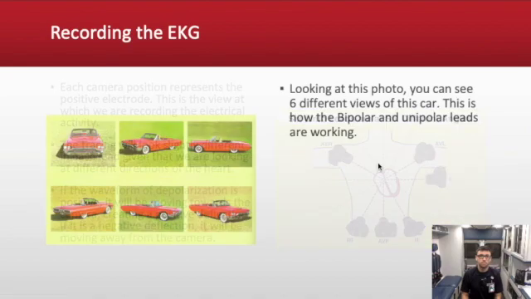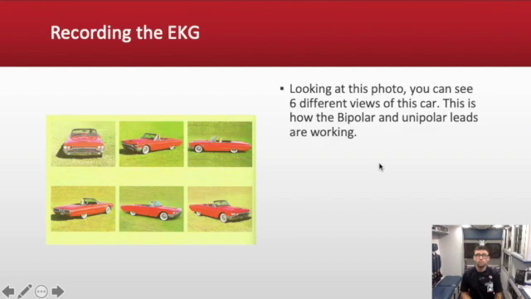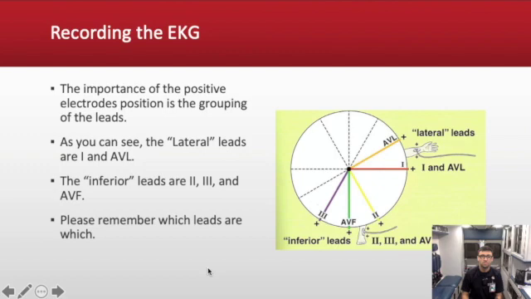AVF. So if you look at this photo of this car, you're looking at the same car at 6 different views. This is how the bipolar and unipolar leads are working together, and this is kind of how we're looking at an EKG. The car represents the heart, and we're looking at it just from different angles, seeing how the electrical activity is moving through the heart.